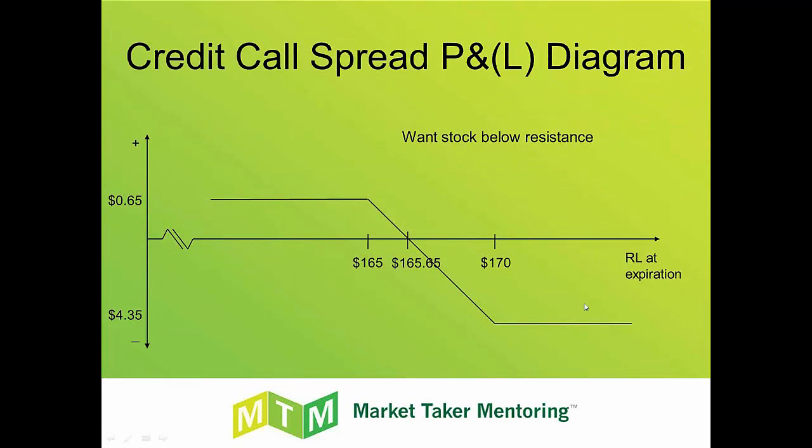Now that's good in a couple ways because we know that our maximum profit is what we sold the trade for, 65 cents, and our maximum loss is the difference between the two strike prices minus our credit, so 435. I need a humongous move in the wrong direction for me to lose money. So I'll take this, make 65, lose 438. I'll take that what appears to be disproportionate risk reward, but when I factor in probability of success, it's awesome.